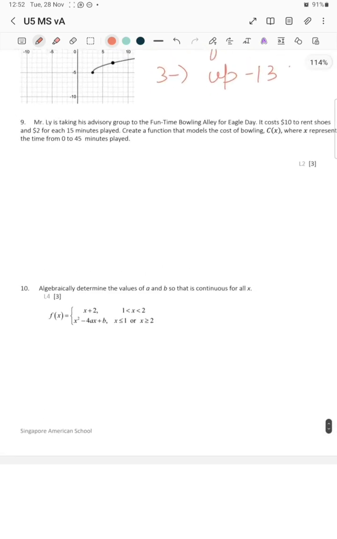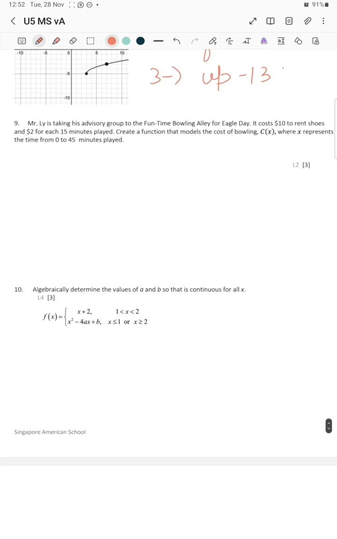Mr. Lee is taking his advisory group to the Fun Time bowling alley for Eagle Day. It costs $10 to rent shoes, $2 for each 15 minutes played. Create a function that models the cost, where x represents time from 0 to 45.